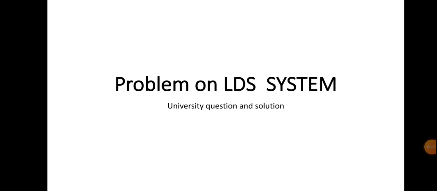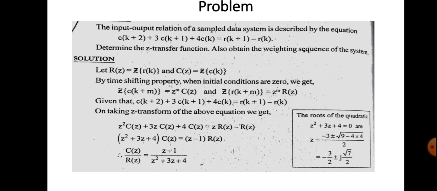Students, in this session we will discuss a problem on a linear time invariant discrete time system, and this problem was asked in a university examination. Let us see. The problem is: the input output relation of a sampled data control system is given by the equation c of k plus 2 plus 3c of k plus 1 plus 4c of k equal to r of k plus 1 minus r of k. Determine the z transfer function and also obtain the weighing sequence of the system.